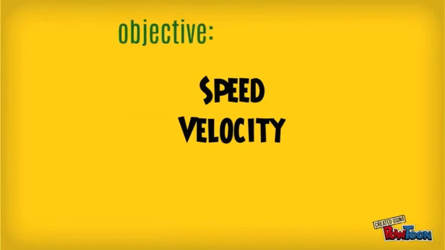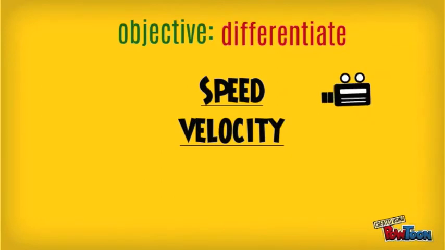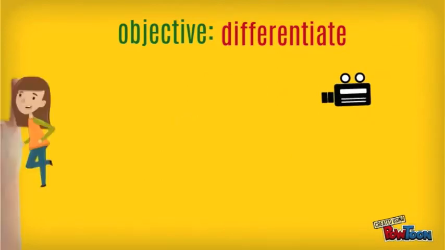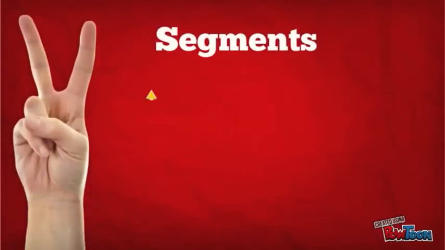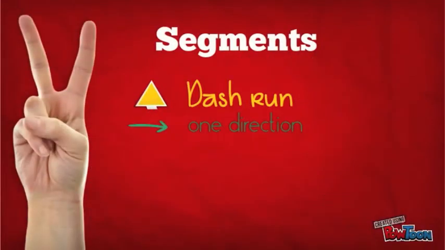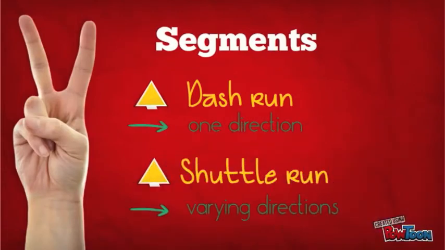The objective of this experiment is to differentiate speed and velocity by tracking the motion of a student running in 1. the same direction, and 2. varying directions. Methodology. The experiment included 2 segments. The first segment being the dash run, one direction, and the second segment being the shuttle run, varying direction.